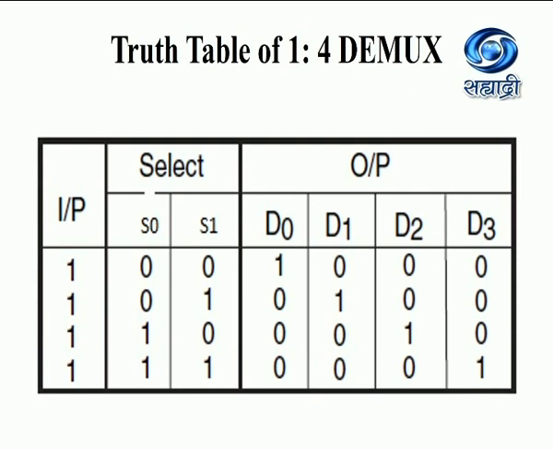This is the truth table of 1:4 demux. Here input is 1, again enable input is 1. If select input is S0 and S1, if it is 0, 0, then we will get D0 as output and D1, D2, D3 are 0. So if you apply 0, 1, then we will get D1. If you apply 1, 0, then we will get D2. If you apply 1, 1, then we will get D3 as our data output.